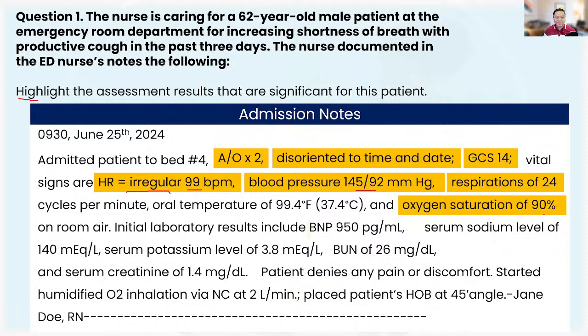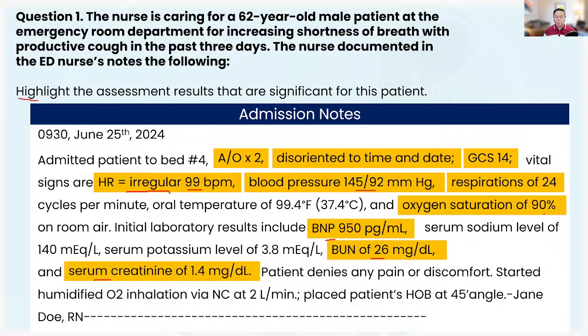That is significantly low. And then we also have the BNP, which is the B-type natriuretic peptide, of 950 picograms per ml. And take a look into the blood urea nitrogen, guys. Take a look into the number 26. That is elevated, okay? Normally, it should be somewhere between 7 to 20 milligrams per deciliter. And take a look into the serum creatinine, which is 1.4, slightly above the upper limit. All right, 1.4 milligrams per dL is another abnormal finding.